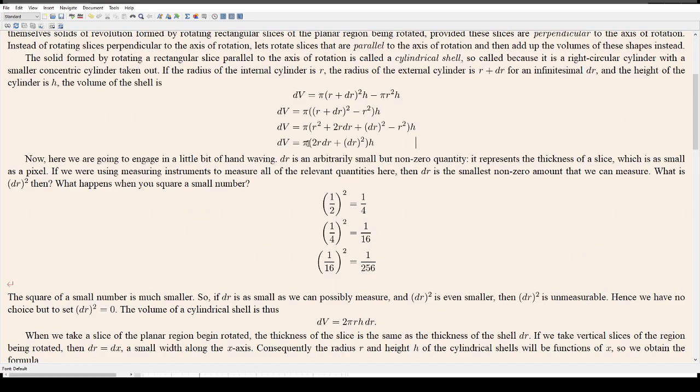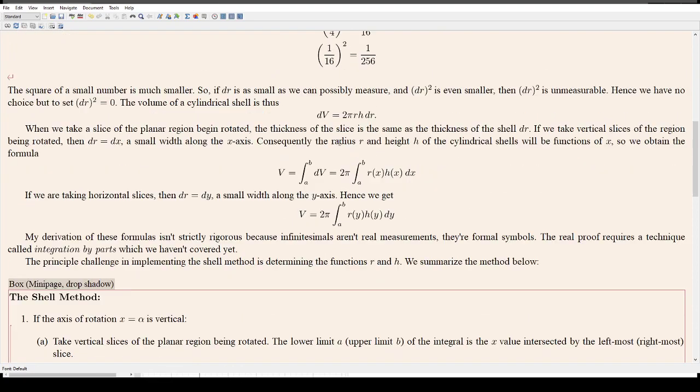Therefore, for the volume of a cylindrical shell, take this dr squared and just set it equal to 0. So what do we end up with? This dude. So the volume of a cylindrical shell is 2 pi times the shell's radius times the shell's height times the shell's thickness.